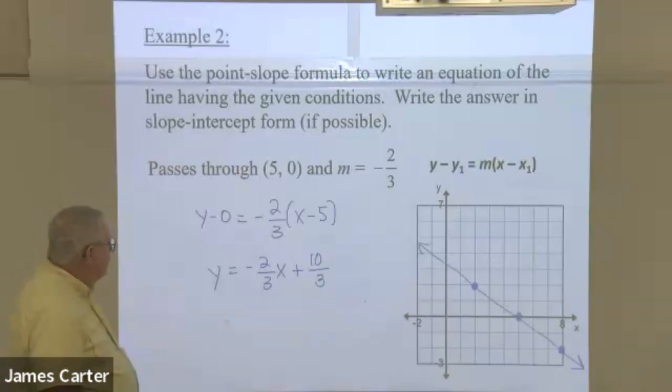And here's the graph. The y-intercept is 3 1/3. 1, 2, 3, and about 1/3. The x-intercept in this case is 1, 2, 3, 4, 5. So the point 5, 0.